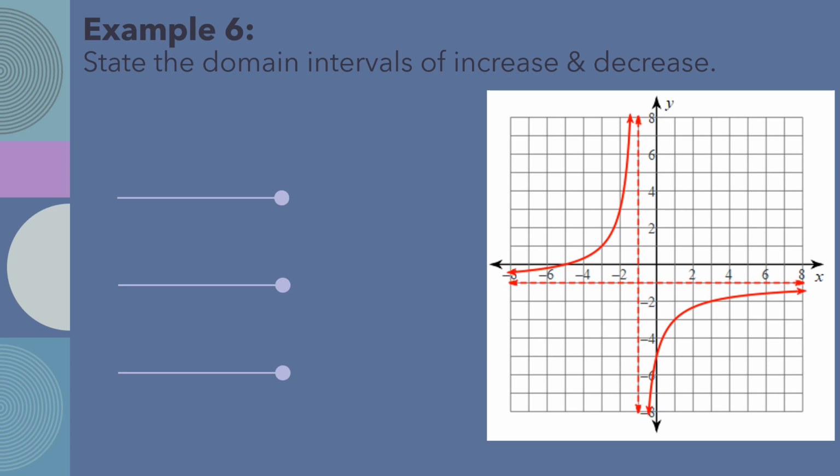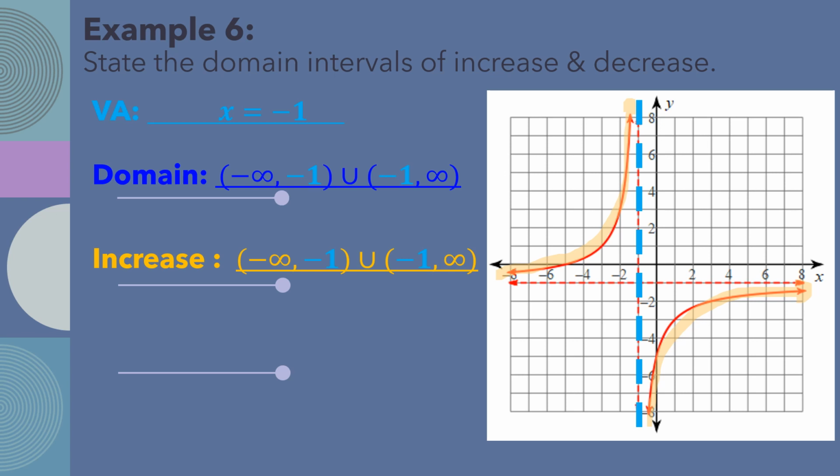And last one for domain intervals of increase and decrease. Again, start with your vertical asymptote at x equaling -1. Use that to state the domain. Negative infinity to -1, union -1 to infinity. Look to see what the function does. The far left is increasing towards the vertical asymptote, and from the vertical asymptote to the far right, it's also increasing. So again, the entire domain, negative infinity to -1, union -1 to infinity, the function increases. There are no sections of decrease.